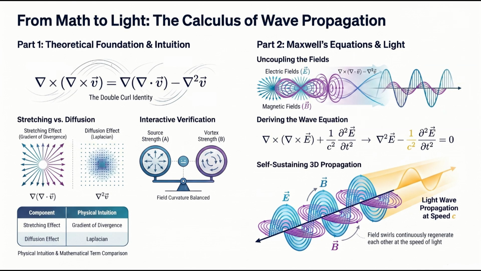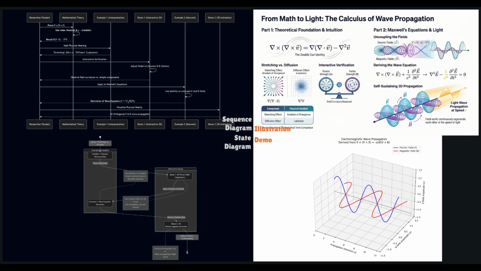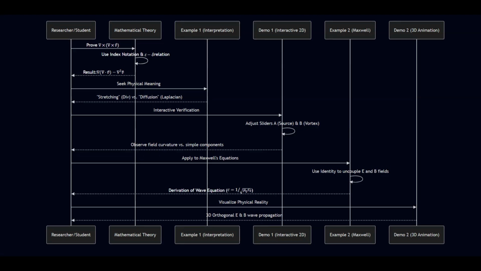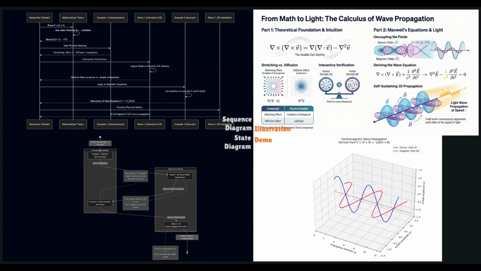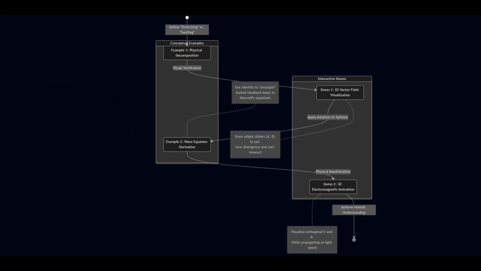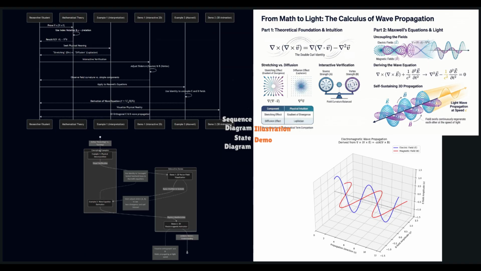From intuition to verification, this structural breakdown is what makes interactive exploration possible. By defining specific parameters like source strength and vortex strength, the sheet provides the instruction manual for users to manipulate digital models and visually verify that the math holds true in a simulated environment. Guiding the researcher's journey, the sequence diagram.